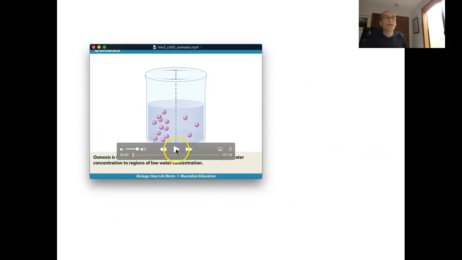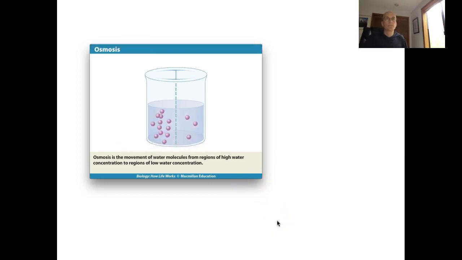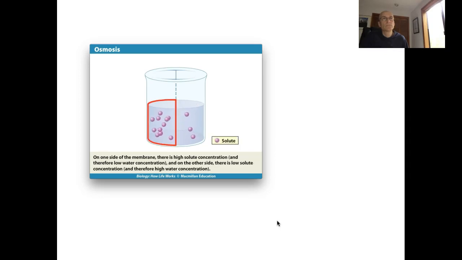Sometimes moving things can be easier to understand than just static things I can show you on the slide. Osmosis is the movement of water molecules from regions of high water concentration to regions of low water concentration. Osmosis can be observed using a beaker and a semi-permeable membrane that allows the passage of water, but not the passage of dissolved solutes. On one side of the membrane there is a high solute concentration, and therefore low water concentration, and on the other side there is a low solute concentration, and therefore high water concentration. Water moves from regions of high water concentration to regions of low water concentration. Water moves down its concentration gradient until the water and solute concentrations are the same on both sides of the membrane.